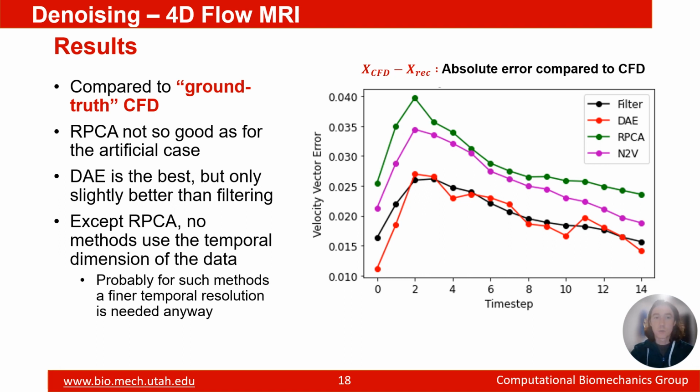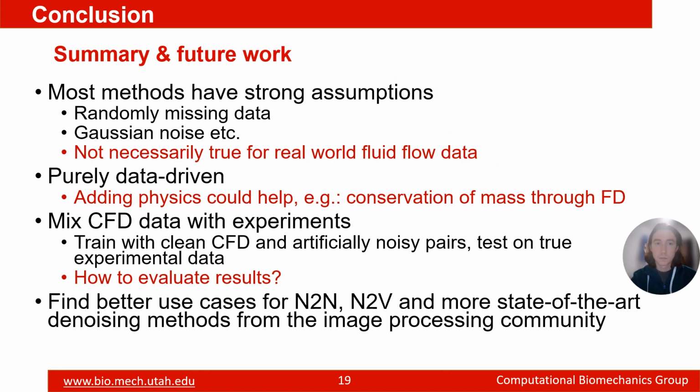Overall, robust PCA doesn't work that well for this case, which can be somewhat surprising since it's worked very well for the artificially noisy case. The denoising autoencoder is the best, but it's only slightly better than filtering. Except robust PCA, the other methods don't use the temporal information of our data, meaning that practically they act on each snapshot separately.